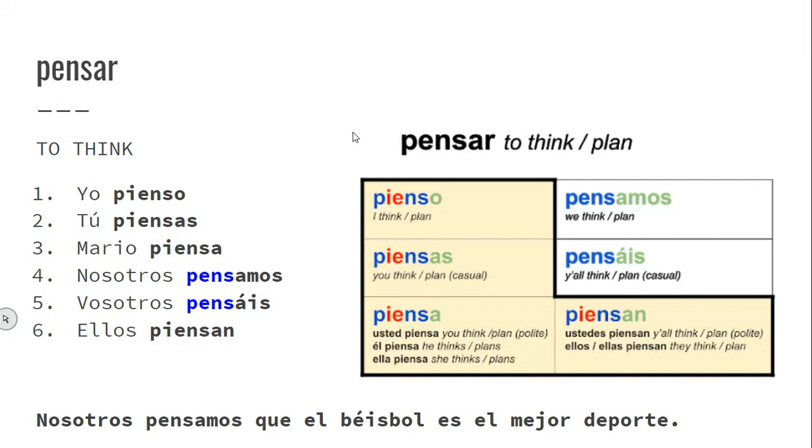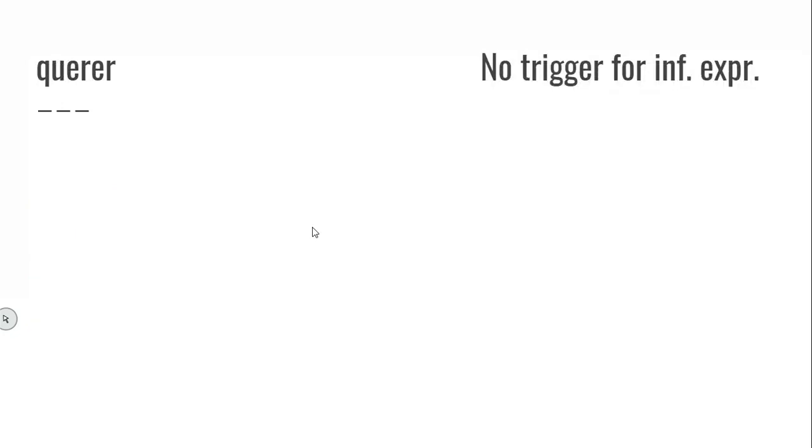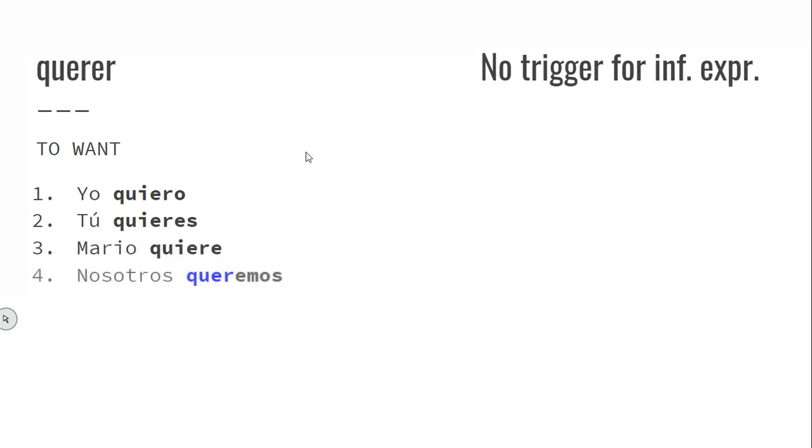Okay, and there's our boot. Well, again, that one's a little more detailed there. We don't have a lot of uses for pensar in an infinitive expression, at least not now, and so there's no need to talk about our trigger. Now, this is the most common stem change verb that we're going to see, and that is querer. Querer, to want. Okay, so we see our forms. Yo quiero. Tú quieres. Mario quiere. Nosotros queremos. Vosotros queréis. Ellos quieren.